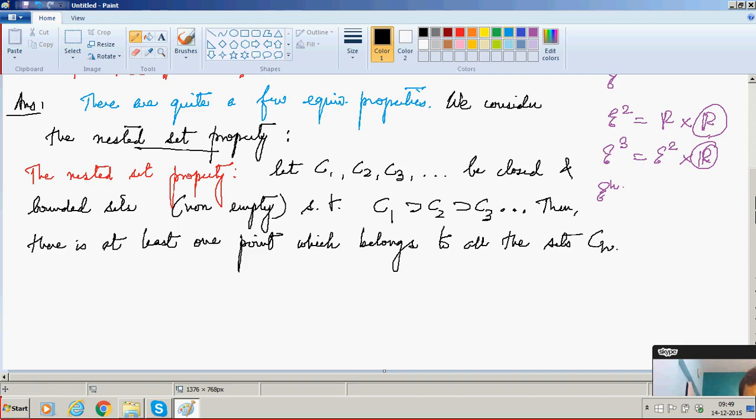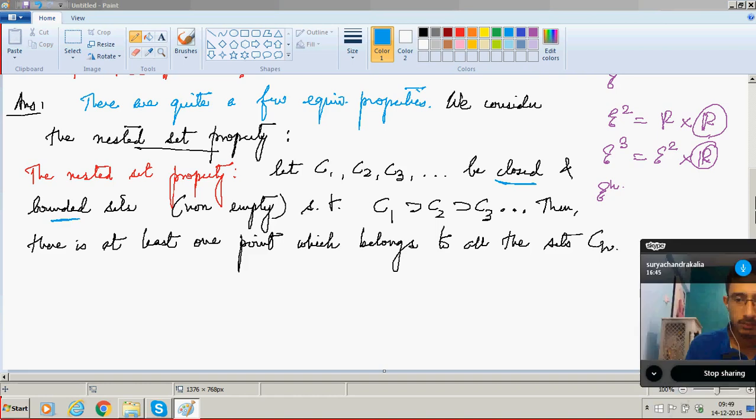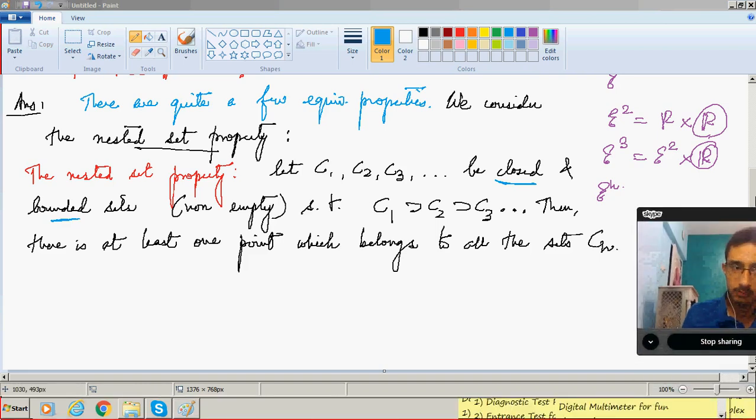So what is of importance here in the hypothesis? The set must be closed as well as bounded. There is an exercise in which I am asking you to show that if either one of these conditions is not satisfied, the nested set property fails. I think you can do it by producing a counterexample.